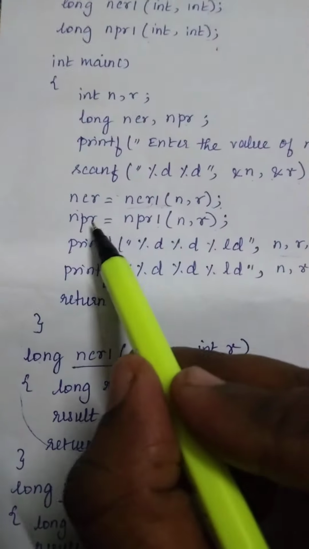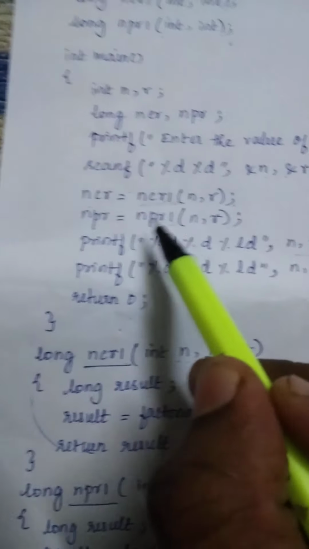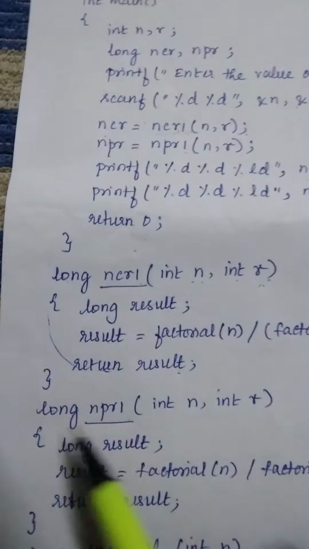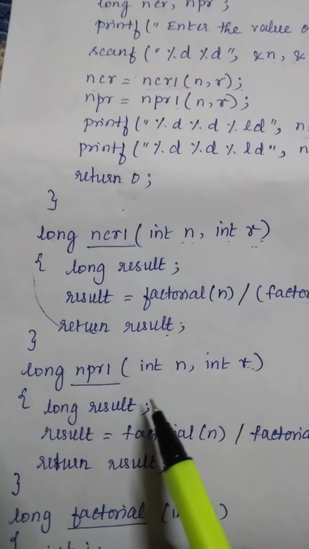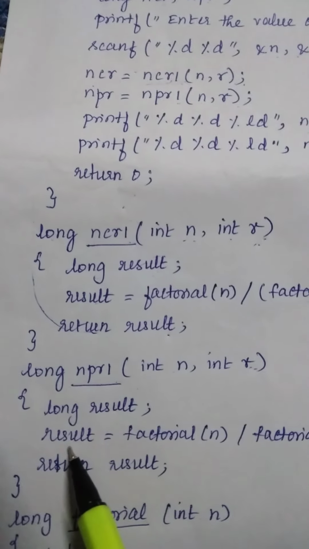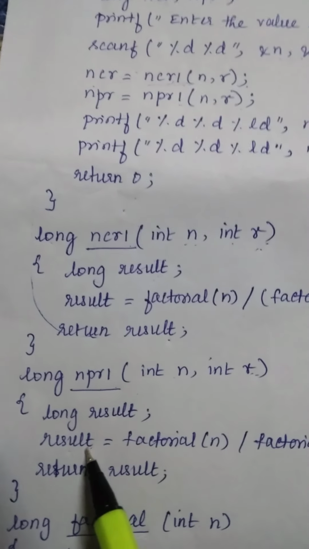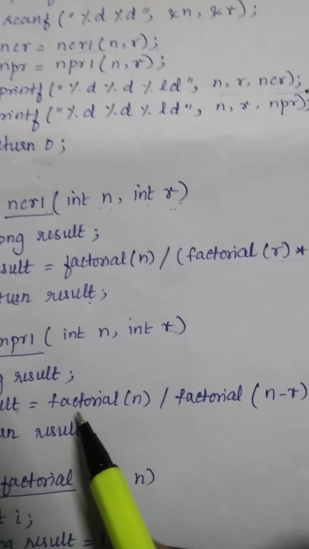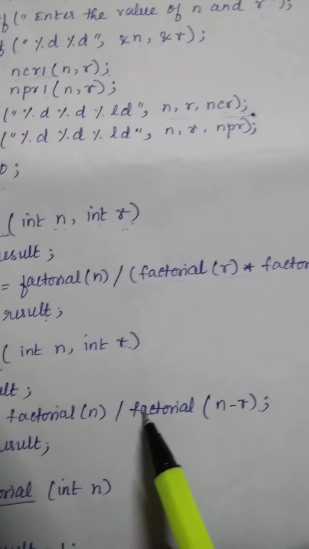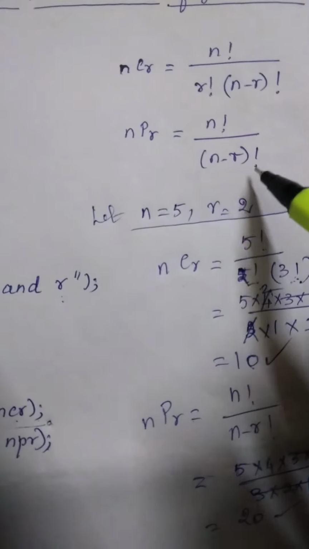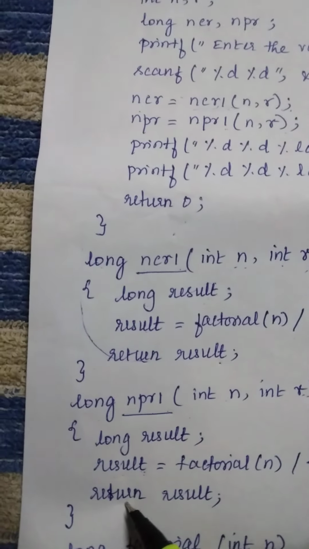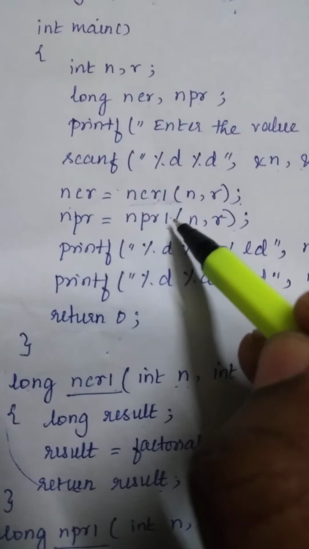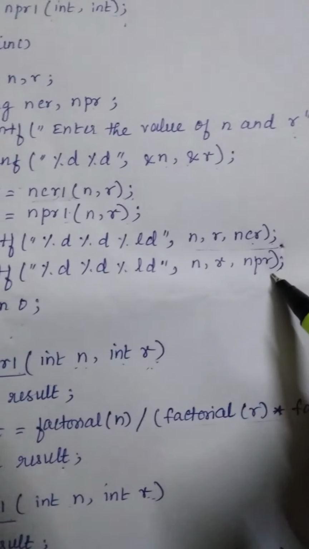Similarly, when NPR1 is called, the control will pass here. Again 2 variables, and the result is stored in this long variable result. We are using the formula NPR equals n factorial by n minus r factorial, and the answer is being returned here and printed here.